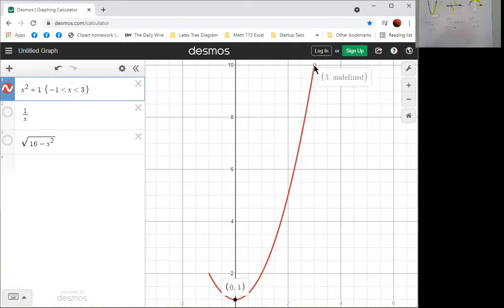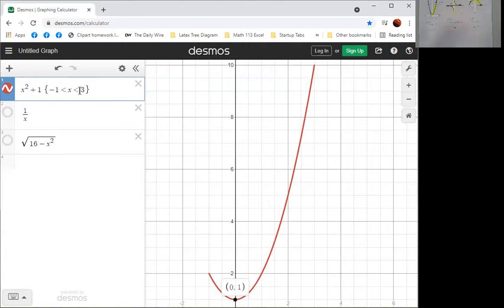And if I click here, it says 3, undefined. So it means we don't get to include that point of 10 in our range. So we go all the way up to 10, like 9.9999999, but not 10.